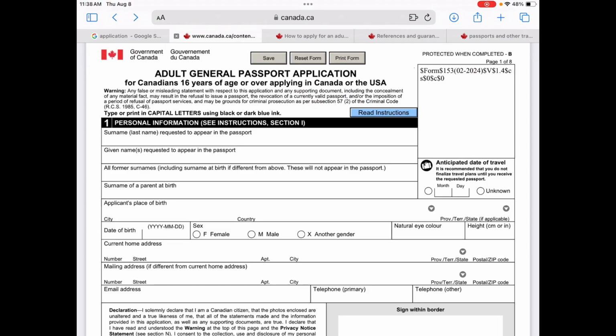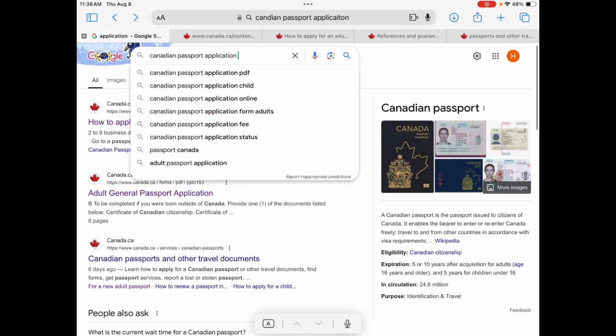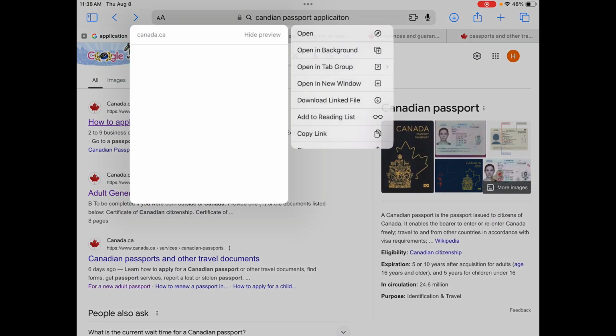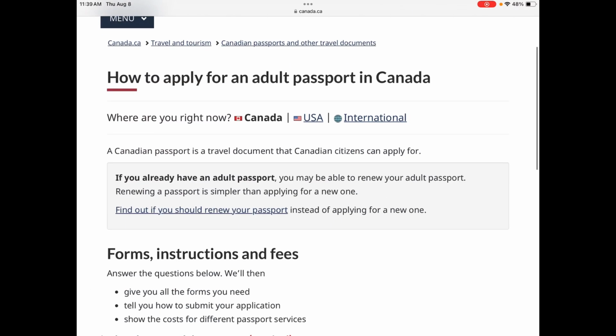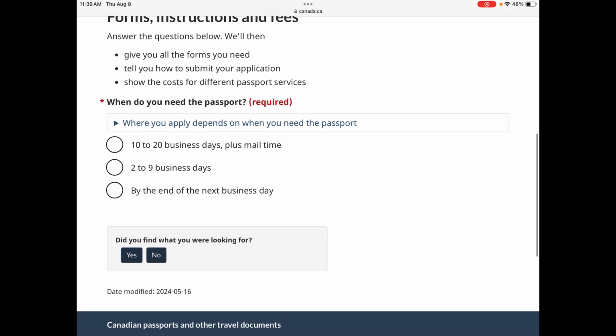So I have already included all the links in the bio, but if for some reason the links don't work, or if you don't want to copy and paste it, just go on Google and type Canadian passport application. Then the first link that pops up, this one, how to apply for an adult passport in Canada, this is the one that you want to click on. It's going to bring you to this page. Then you gotta scroll down, answer a few very basic questions like when you need your passport.